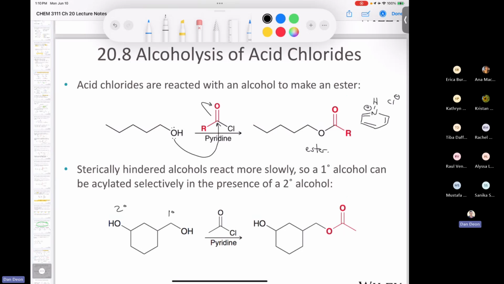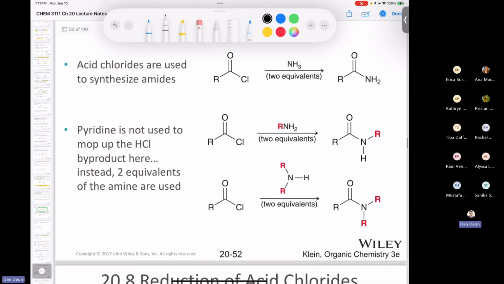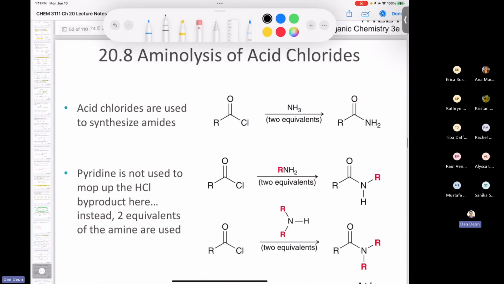Because it's less sterically hindered. So we could put here primary, less hindered. And so it makes a better nucleophile to attack the acid chloride like this. Keep in mind, these are not complete mechanisms in the drawing here, but it gives us an idea of what's going on. So with that in mind, what would happen if we were to take an acid chloride and treat it with ammonia or a primary amine or a secondary amine?